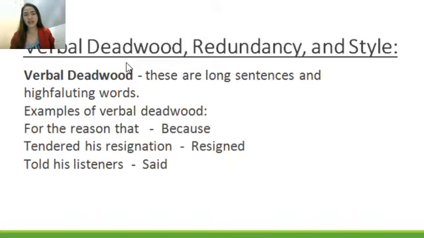Minsan pinapahirapan lang natin. I even watch some of the videos sa YouTube, or I think sa Facebook ko nabasa, isa daw sa technique para mahaba yung essay is to use this word for the reason that and tendered his resignation, told his listeners para lang mapahaba, which is not. Once you become a copy reader, guys, or an English teacher sa technical writing, you have to make sure that you have to use the shortest na term, tapos mas easier at mas appealing dun sa reader mo.